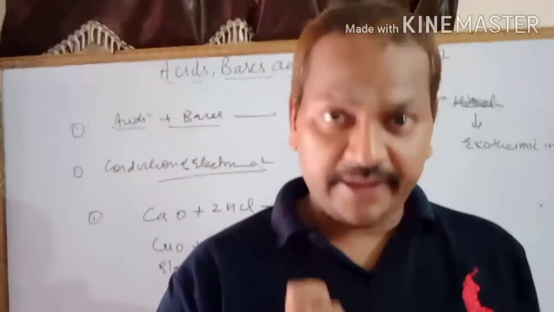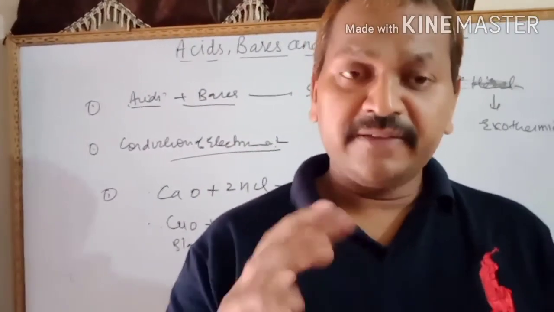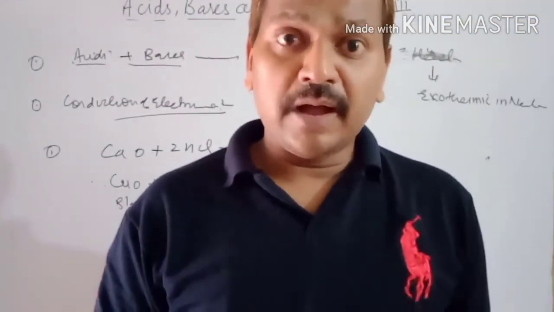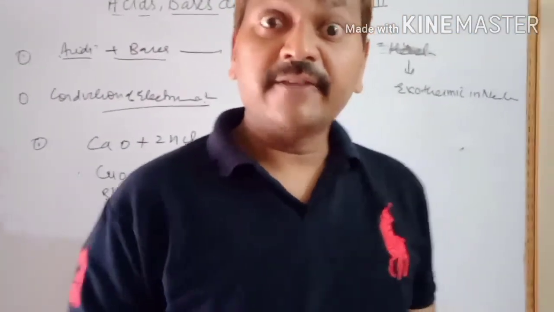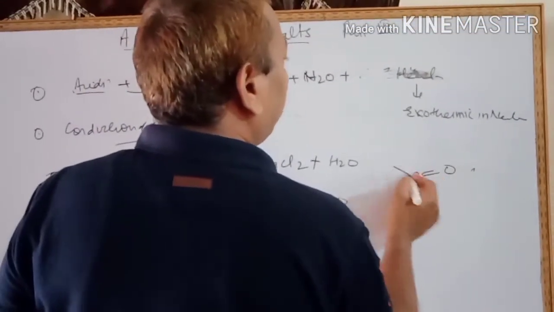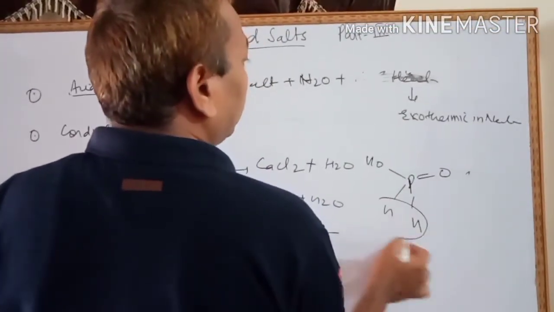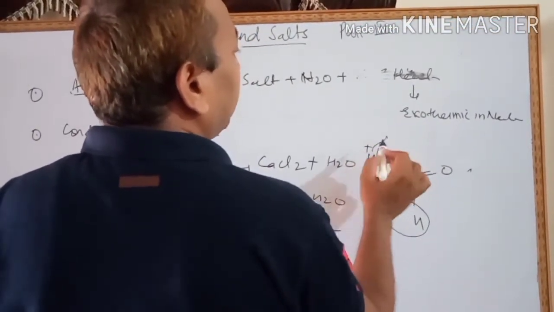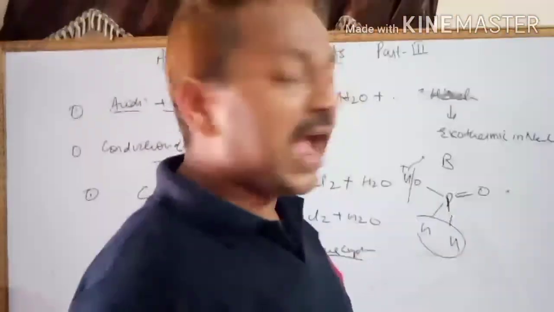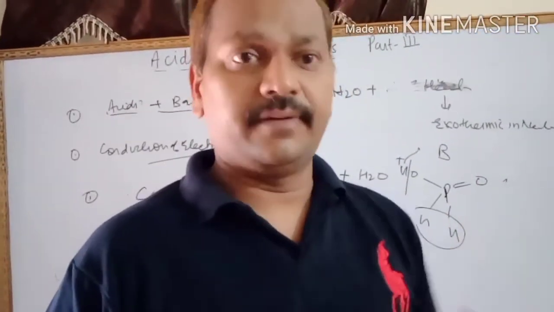H2SO4, basicity is 2. H3PO4, basicity 3. Now what about H3PO2? In this there are 2 ionizable protons, right? If we design the structure on the basis of H3PO2, only 1 ionizable proton is there. So the basicity is 1. Right? So ionizable hydrogen decides the basicity character of the acid.